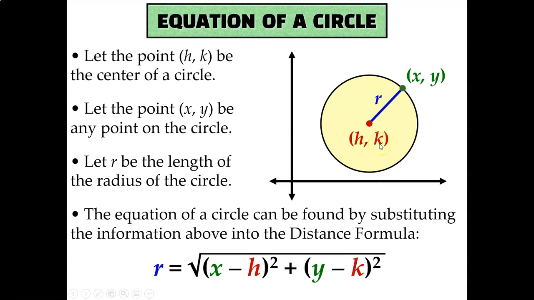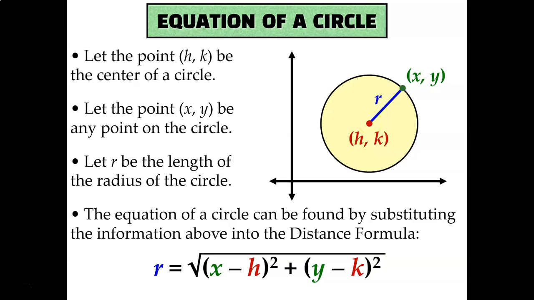Let's call the center of the circle (h, k), and we could call any point on the circle (x, y). So (x, y) I have graphed right here, but it could have been any of the points on this circle. And when you connect the center point (h, k) to any point on the circle (x, y), it creates the length r. Every radius of this circle is length r. They're all equal to each other. In other words, they're all the same distance.